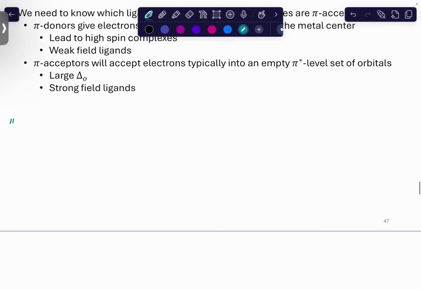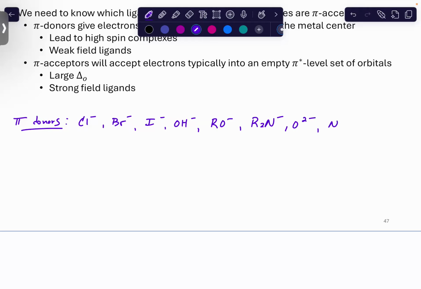So, for example, make sure you get to change colors. Your pi donors would be like Cl minus, bromide, iodide, hydroxide. Tell me what this means. Just the R is like some sort of carbon. Yep, so, some sort of functional group. And then we have the R2N minus, O2 minus, nitride, and believe it or not, H2O.